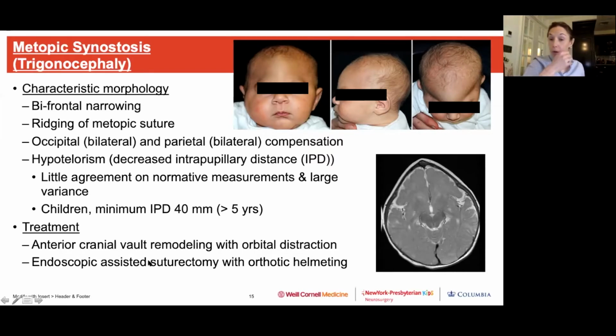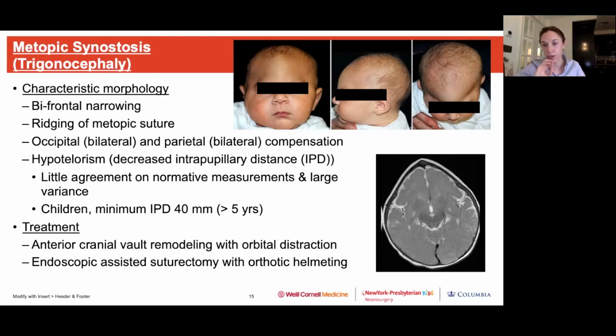So in terms of the treatment, there is an option for endoscopic sutrectomy with helmeting after, which I'm going to show you what that looks like, or anterior cranial vault remodeling with orbital distraction. I'll show you what that looks like as well. What this means is the difference between a small little linear incision behind the hairline and endoscopic removal of bone, or a zigzag bicoronal incision with complete orbital and frontal remodeling.